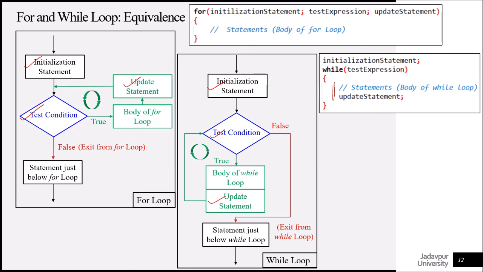In case of for loops, the expressions controlling the execution of the loop are grouped together and provided at the top of the loop here. So all this information regarding the initialization statement, the test expression, as well as the update statement are available at a glance right at the top of the loop. It offers better clarity.